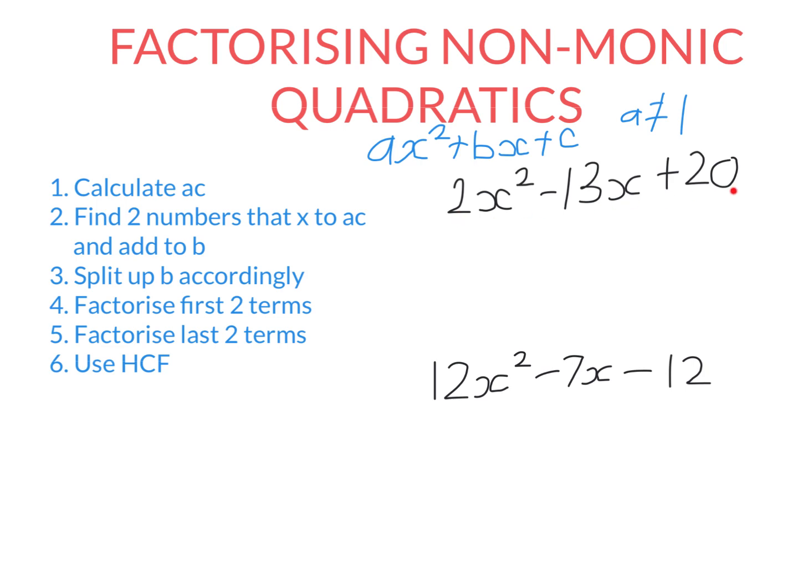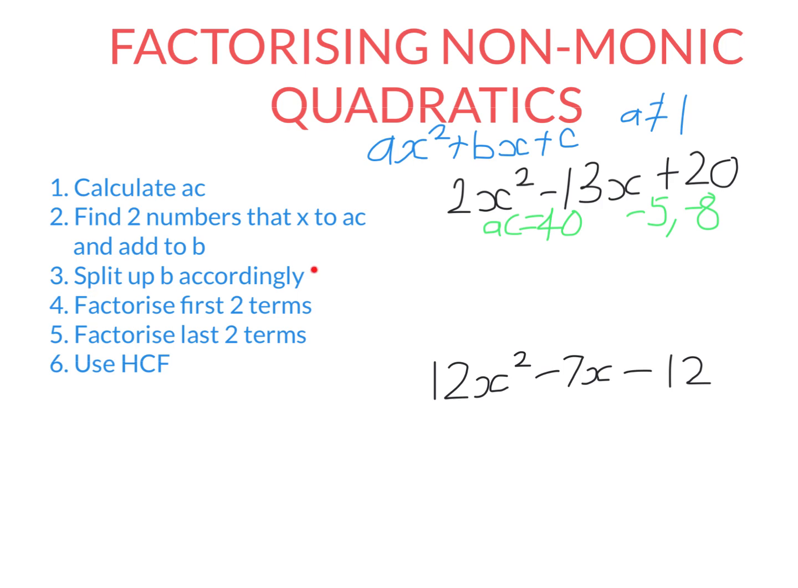So if I want to factorize something like this, it is a non-monic quadratic trinomial. There are no common factors. I start with these 6 steps. So I have AC, which is A times C. It's 2 times 20, so it's 40. So that's the first step done. Now the second step says I need to find 2 numbers that multiply to AC and add to B. 2 numbers that multiply to 40 and add to negative 13. So those numbers are actually negative 5 and negative 8.